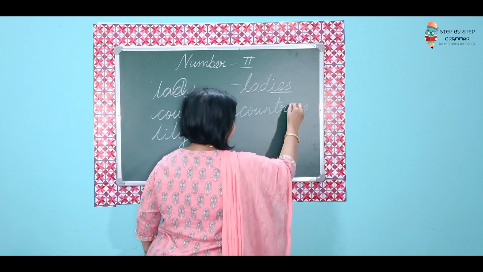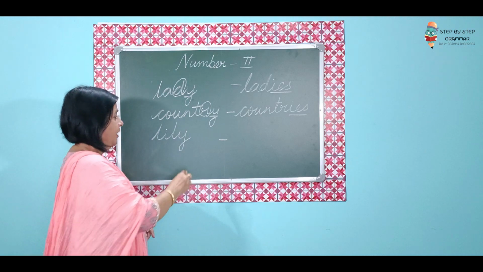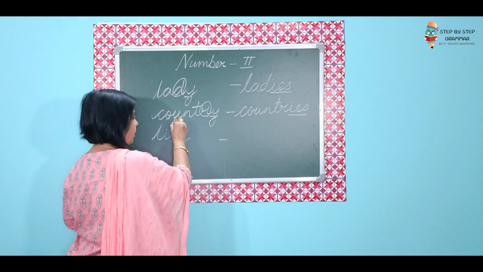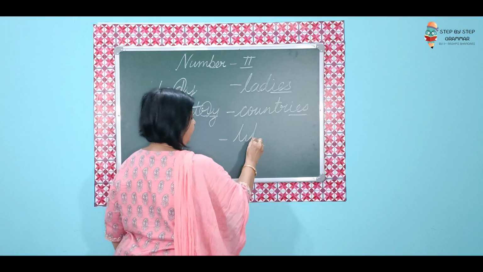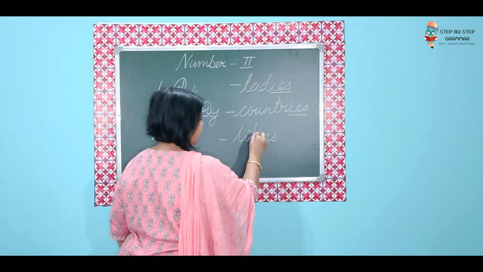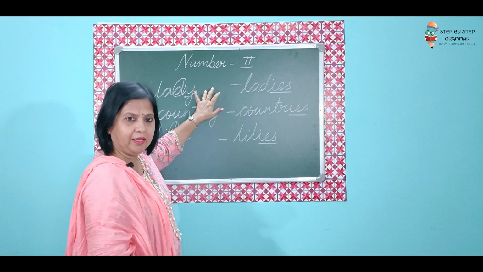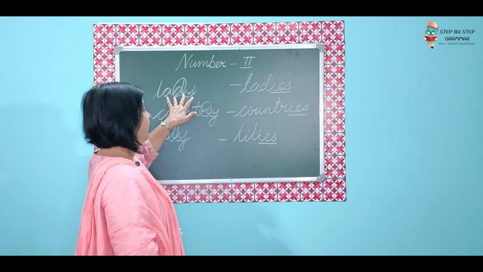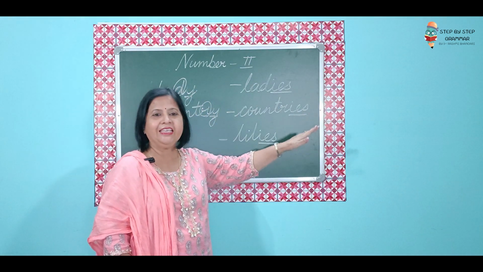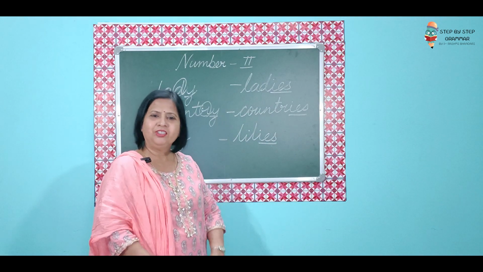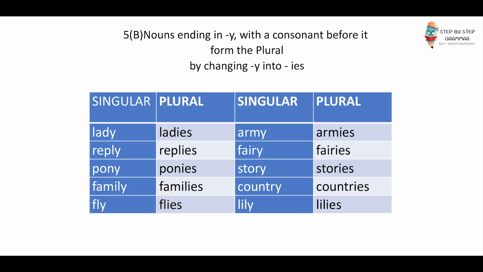See what we are doing? We are adding I-E-S. Similarly, lily, that's a flower, ending in Y with a consonant L before it: drop the Y and simply add I-E-S. That is the rule. If a word ends in Y with a consonant before it, drop the Y and add I-E-S. Again, you can go through these examples that you see on your slide.